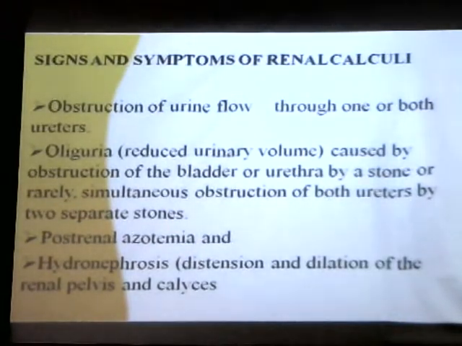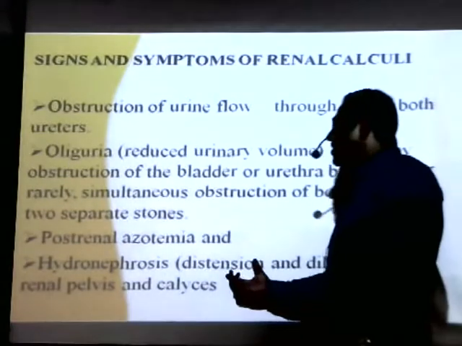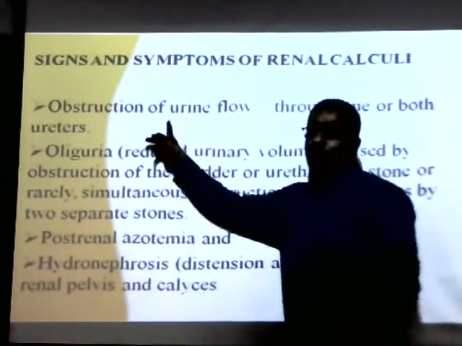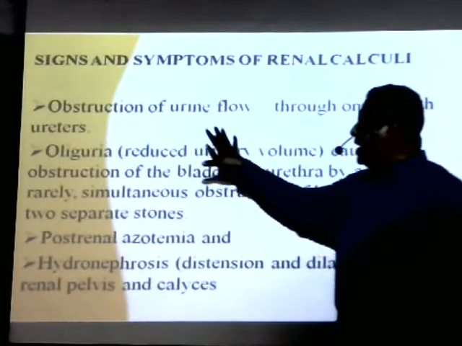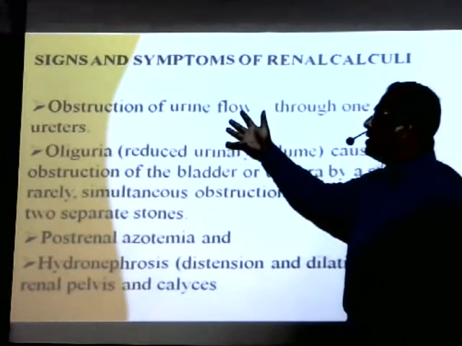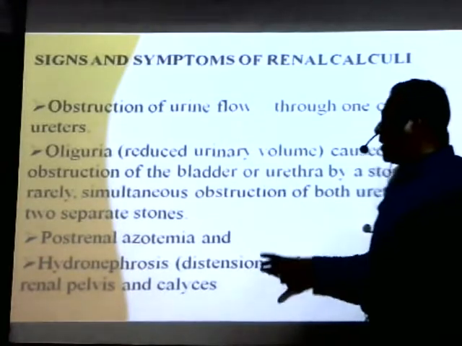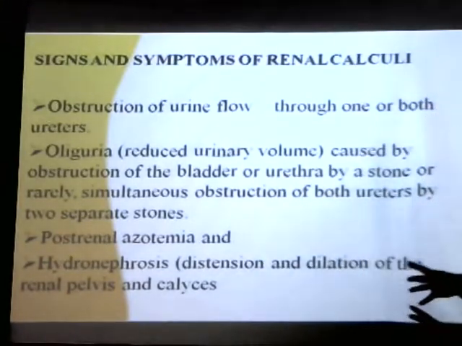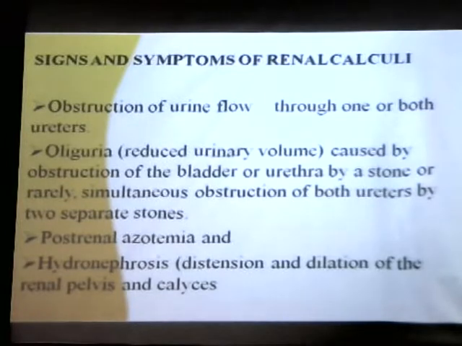Hydronephrosis: there is distension and dilatation of the renal pelvis and calyxes. Why is this distension occurring? Obstruction is the cause. As the urine is not able to flow, this obstructed urine will get accumulated in the calyxes, in the pelvis, and that will cause their distension. This is called hydronephrosis.